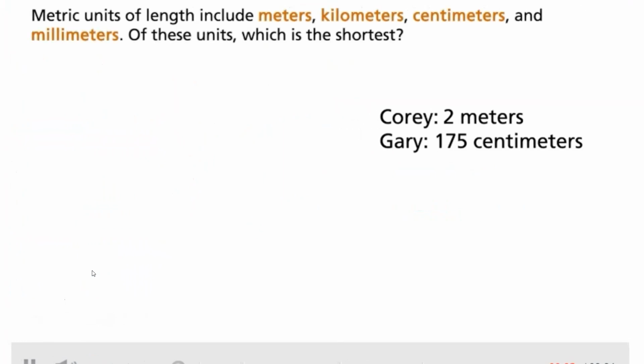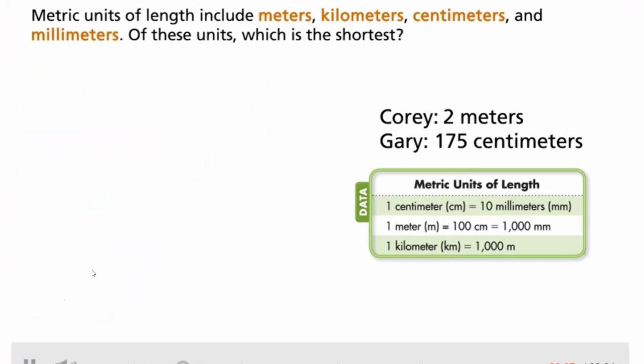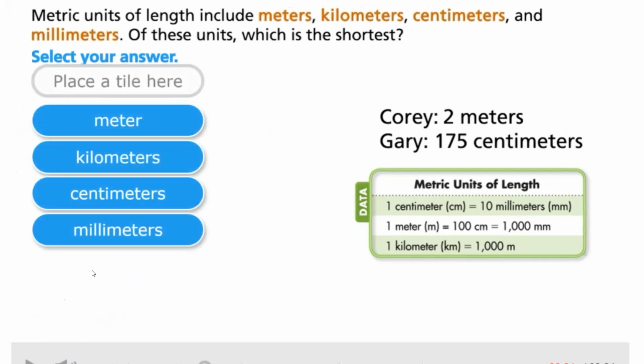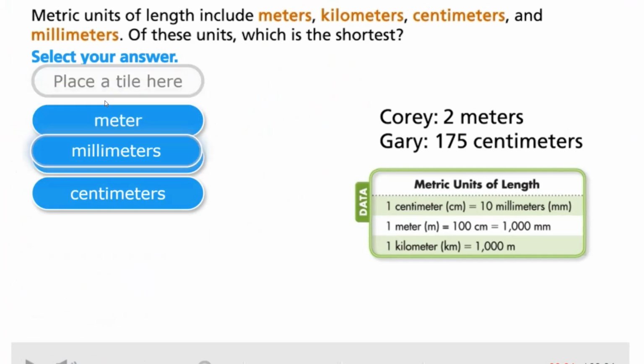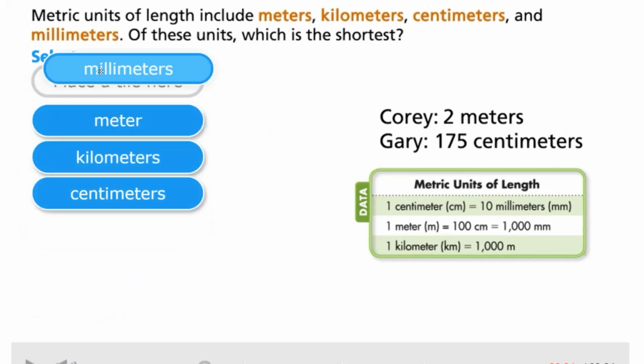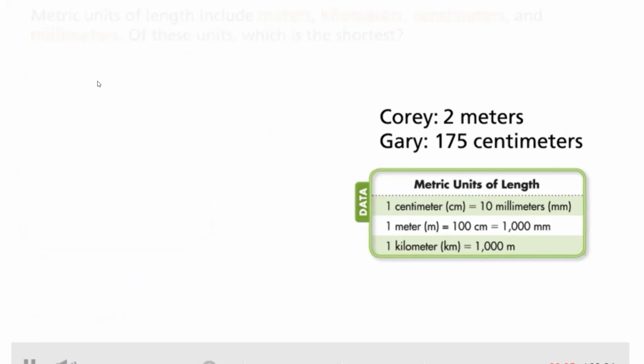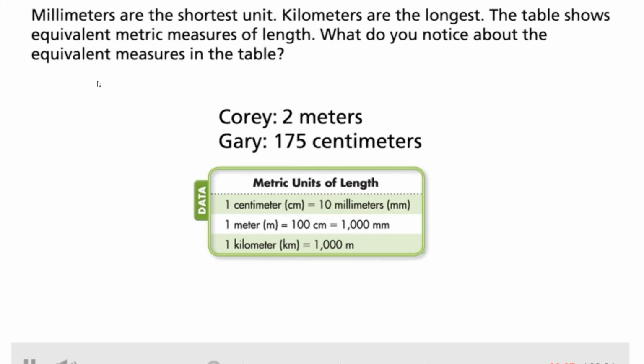Metric units of length include meters, kilometers, centimeters, and millimeters. Of these units, which is the shortest? Select your answer. Millimeters are the shortest unit. Kilometers are the longest. The table shows equivalent metric measures of length.